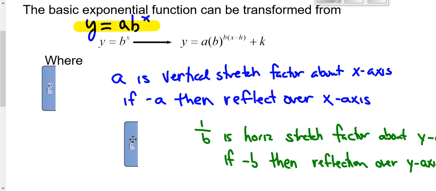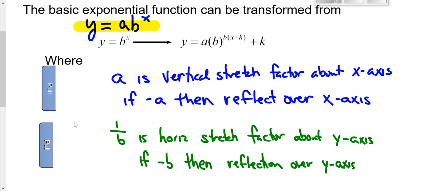And again, you might want to pause for a second. And b is the horizontal stretch factor about the y-axis. Whatever horizontal stretch we talk about, stretching sidewise, to the left and to the right, we write that as 1 over b in our equation. And again, if there is a negative sign in front of b, that means it is a reflection, so a horizontal reflection.